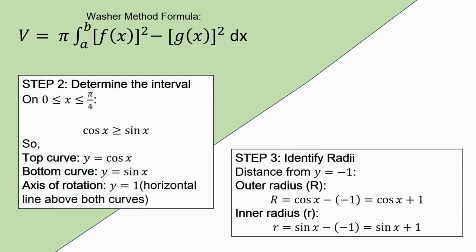The next thing we do is determine the interval. Looking at the graph, the top curve is y equals cosine x and the bottom curve is y equals sine x. The axis of rotation is y equals negative 1, which is below the region. This tells us that the distance from the axis to the top curve is the outer radius and the distance from the axis to the bottom curve is the inner radius. Now we identify the radii: our outer radius is cosine x plus 1 and our inner radius is sine x plus 1.